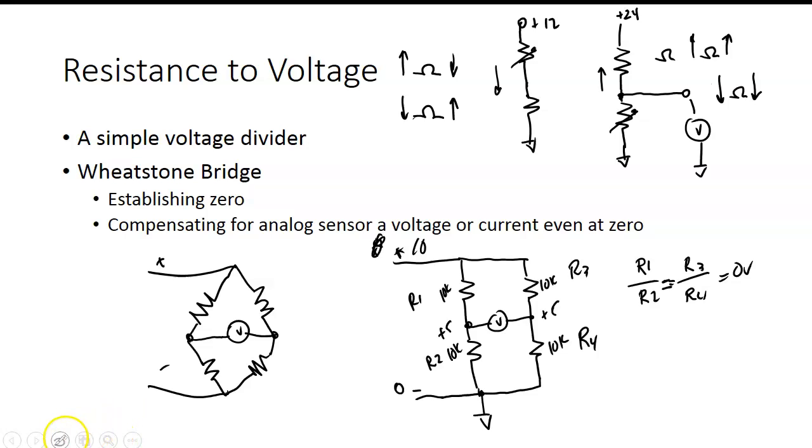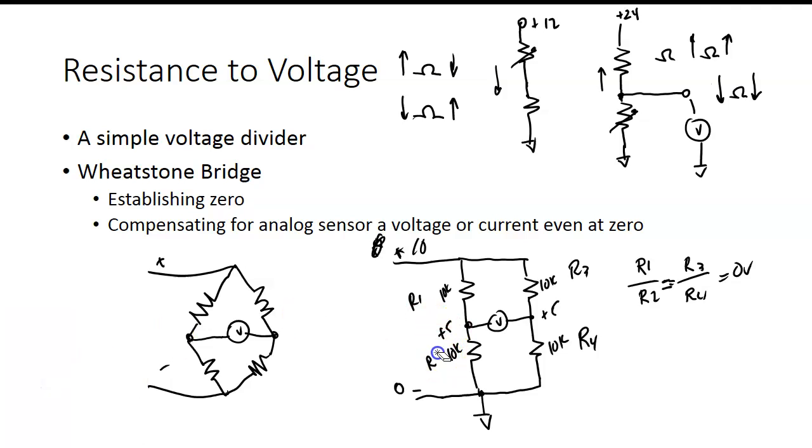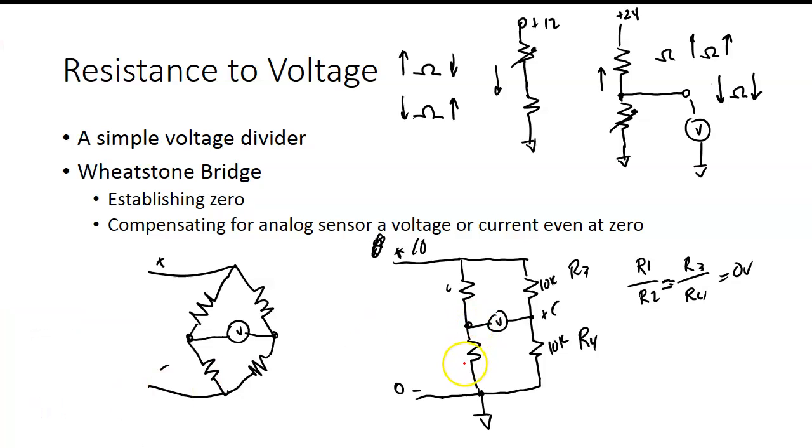So what we can do with this guy is I can come over here and I could have my sensor here. So this is my sensor. We'll make it variable. So this is a sensor. And then I can come over here and make this my calibrate.